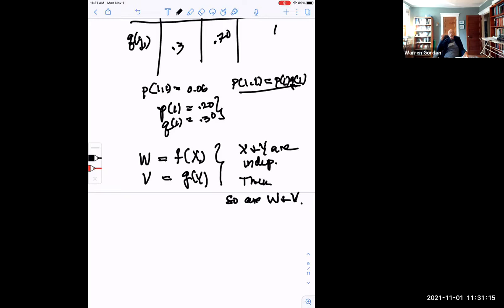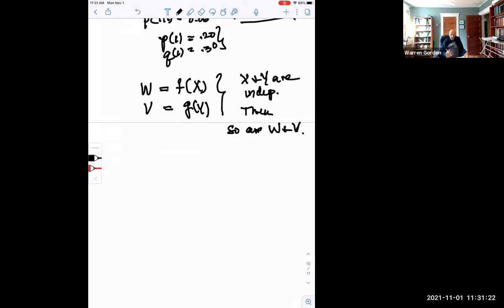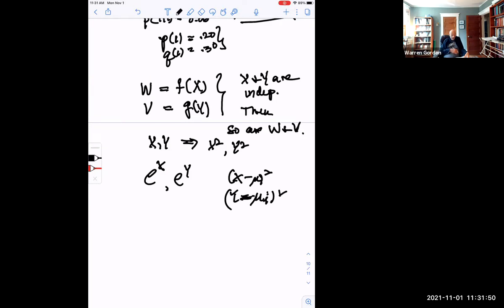So again, if we have any two independent random variables, X and Y, any functions of these random variables are independent. That means, for example, if X and Y are independent, that would then imply that X squared and Y squared are independent. Or e to the X and e to the Y, whatever that might mean, are independent. Or X minus mu squared and Y minus its mean squared are also independent.